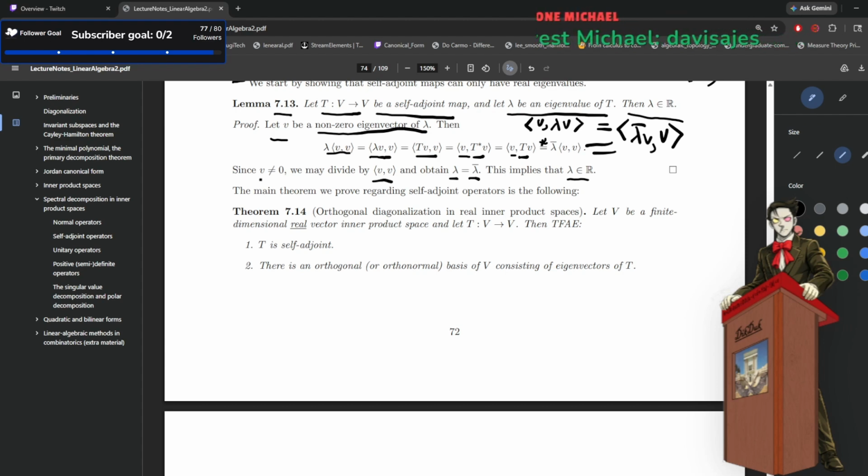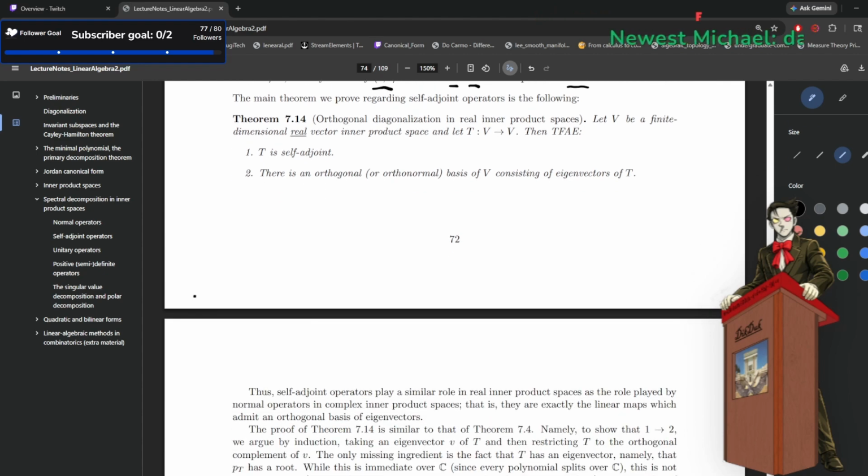One minute. V is not 0. We may divide by V, yes. That makes a lot of sense. Figuring part of this out as I go.